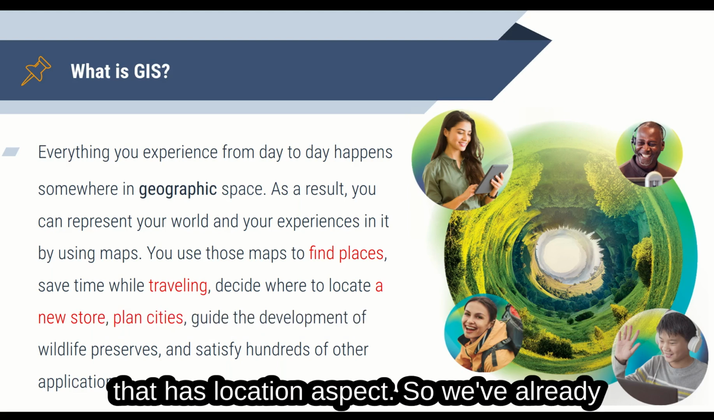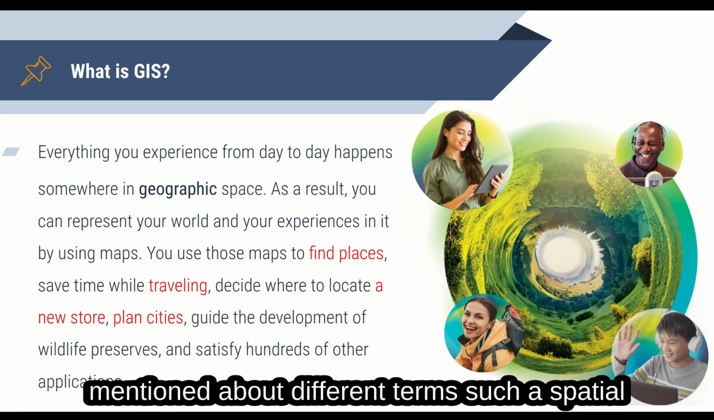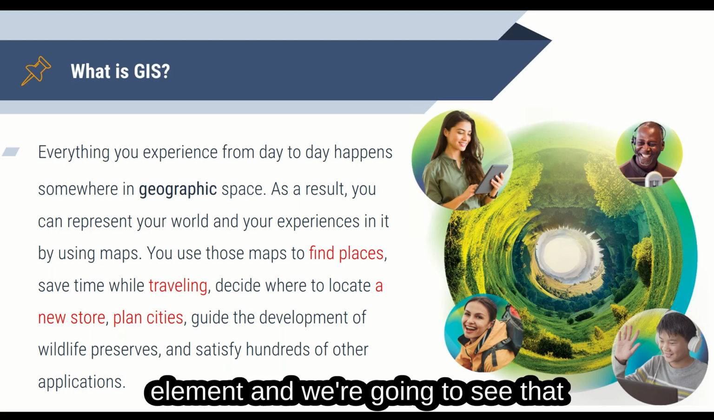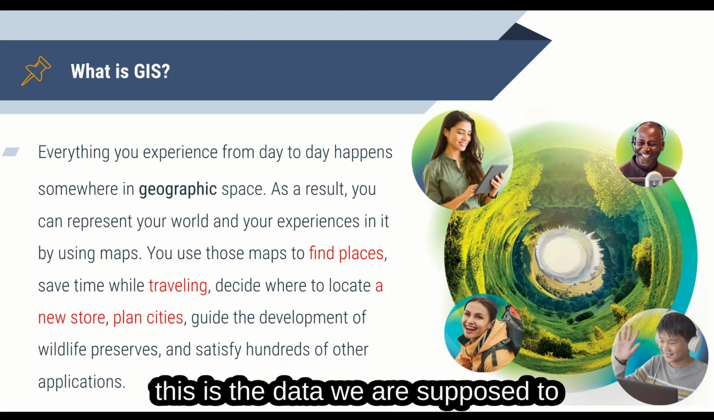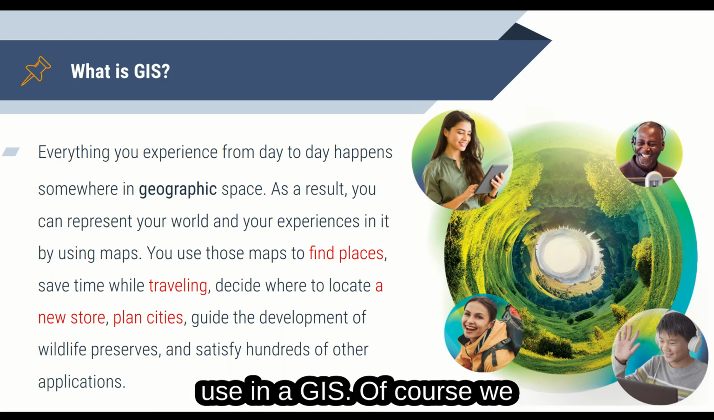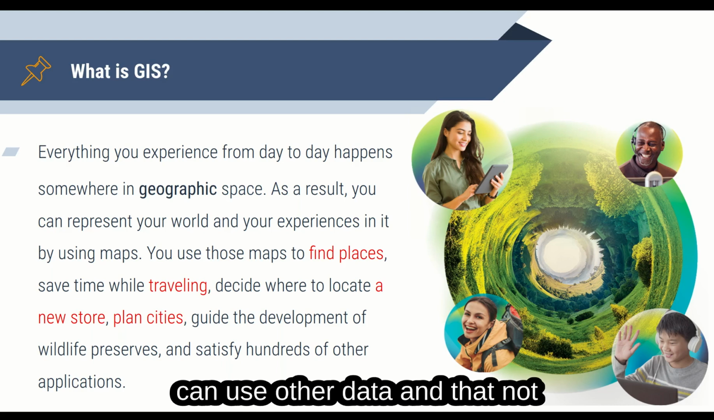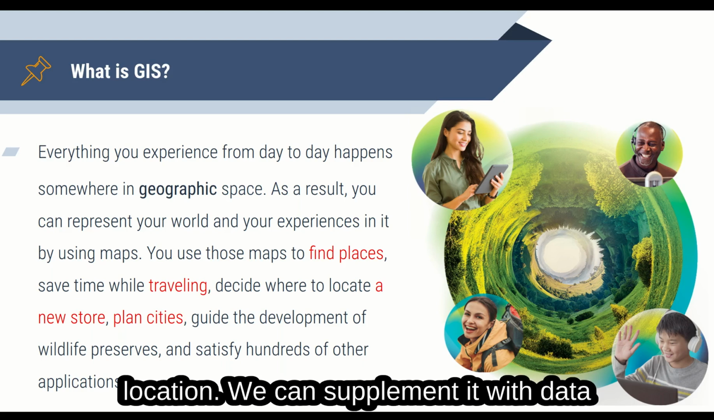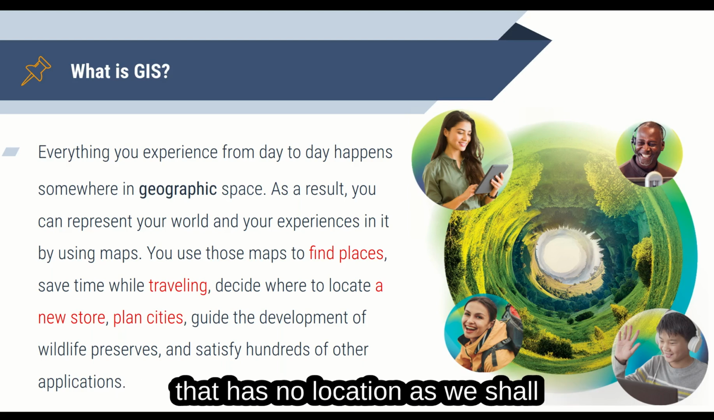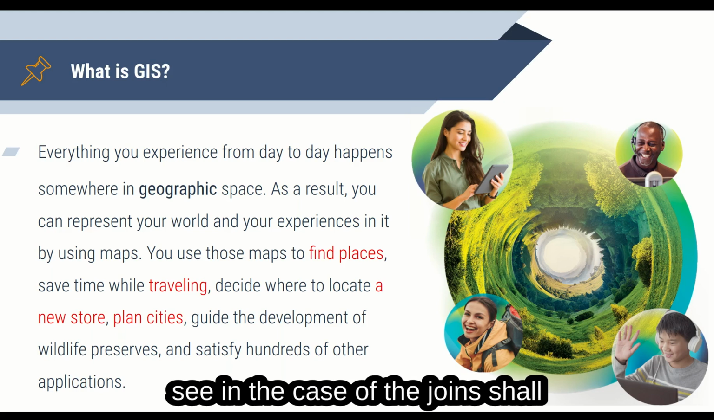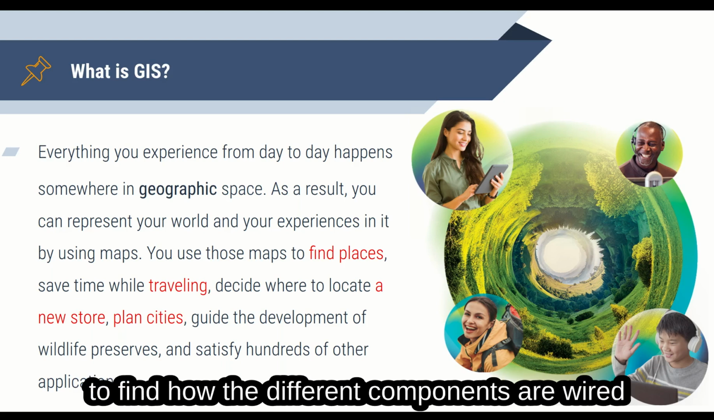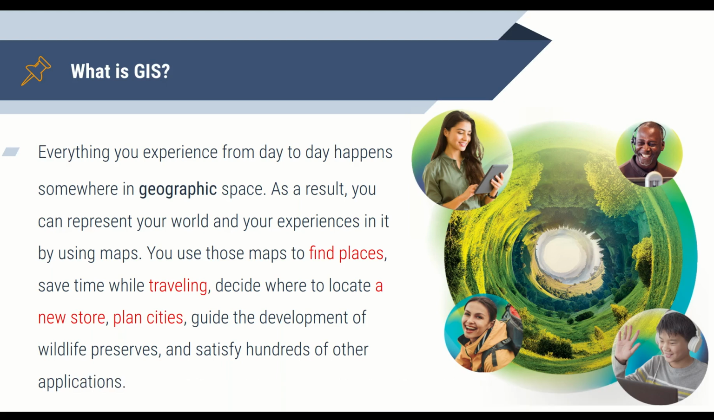So we've already mentioned different terms such as spatial data, which is basically data with the location element. And we are going to see that this is the data that we are supposed to use in a GIS. Of course, we can use other data that's not having location element, but the core is data with location. We can supplement it with data that has no location, as we shall see in the case of joins. We'll be able to find how the different components are wired.